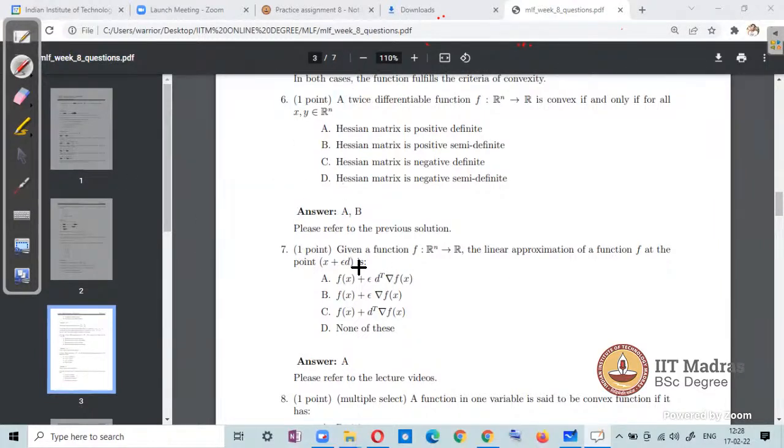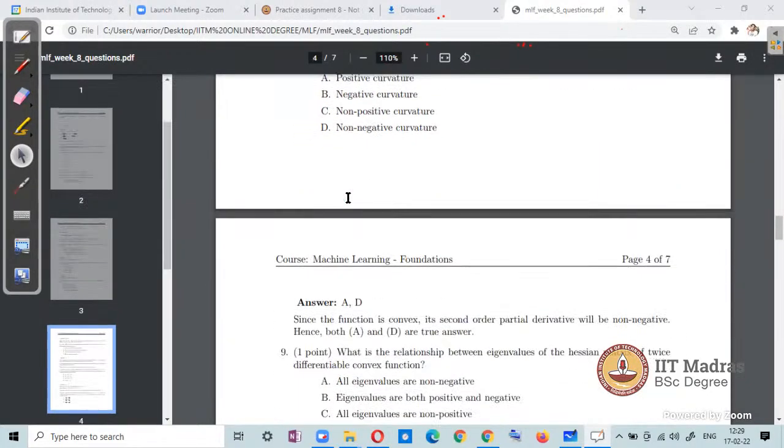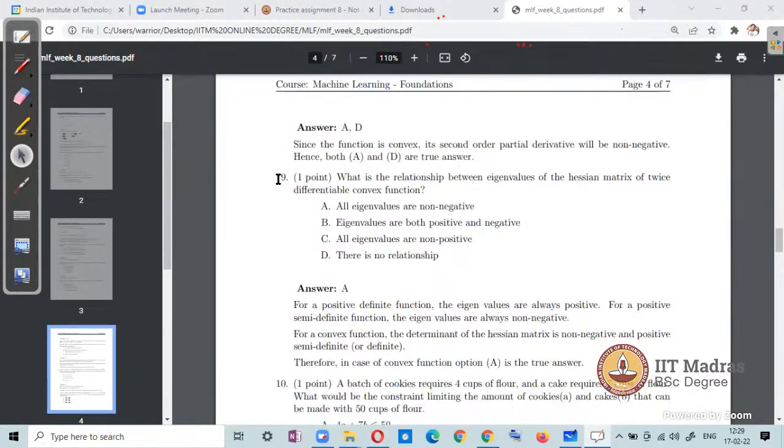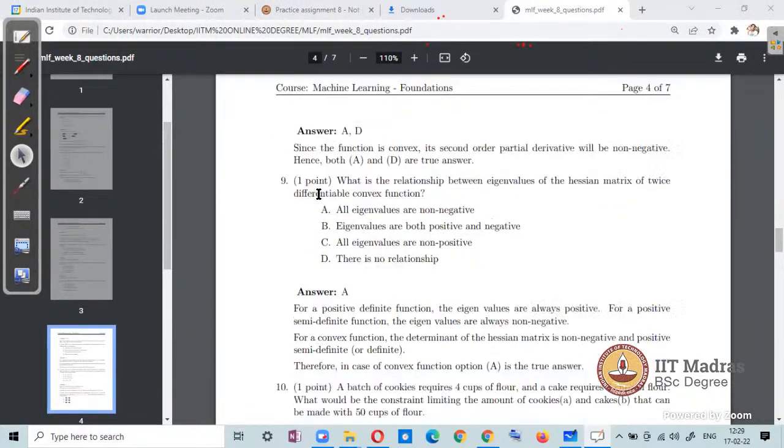So the 7th question is: given a function f from R to R, the linear approximation of the function f at the point x plus epsilon d, that is also directly from the definition. Next question: a function in one variable is said to be a convex function if it has a positive second derivative. The option was also non-negative, yeah, it is also correct.